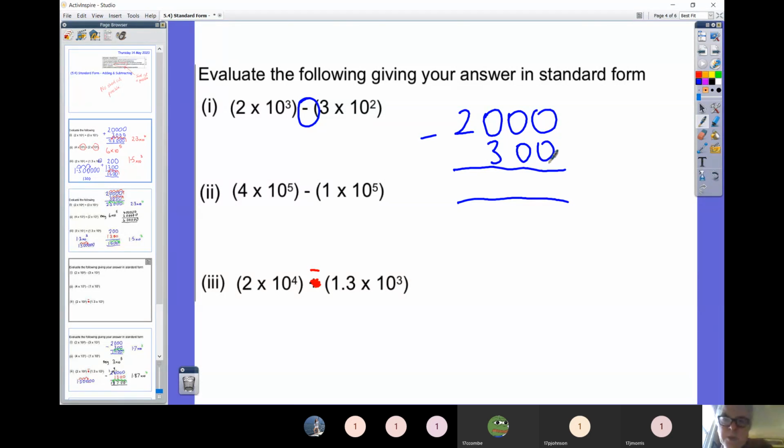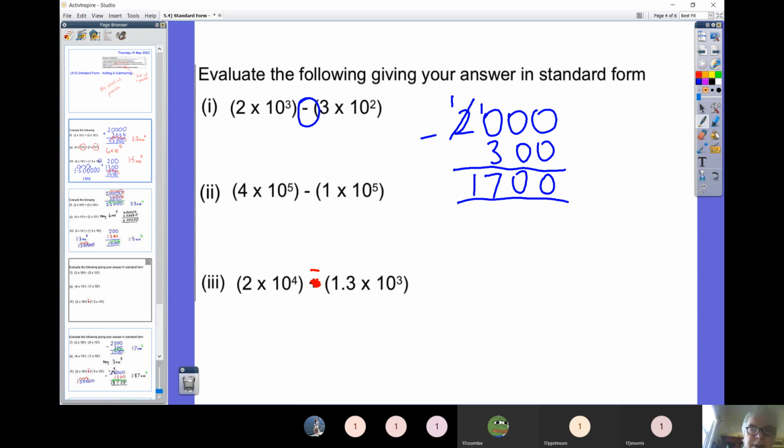So naught take away naught is naught. Naught take away naught is naught. Naught take away 3 you can't do. So you borrow from the 2. That becomes 10. 10 take away 3 is 7. And 1 take away 0 is 1. So we've got a final answer for part 1 of 1,700.